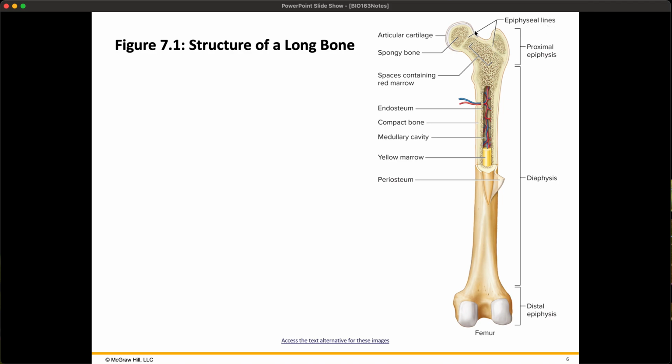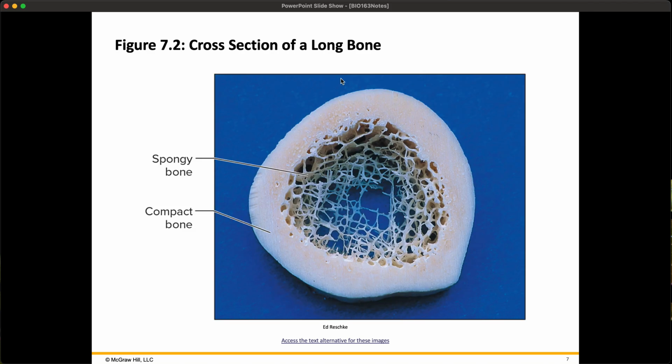You have your epiphyseal plate, which is still cartilaginous tissue that can continue to grow, but once it starts to harden, we consider them epiphyseal lines. And you can also see this thin layer of articular cartilage right here that helps to prevent bones rubbing against each other. Here's a cross section of a long bone. So you can see this outer ring of compact bone with this inner medullary cavity filled with spongy bone.